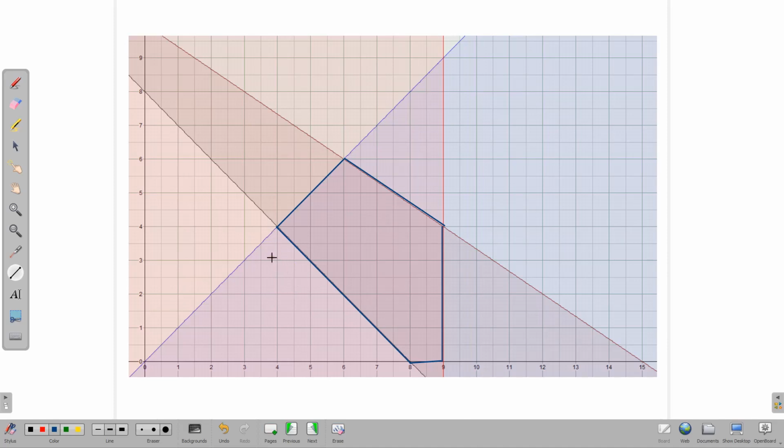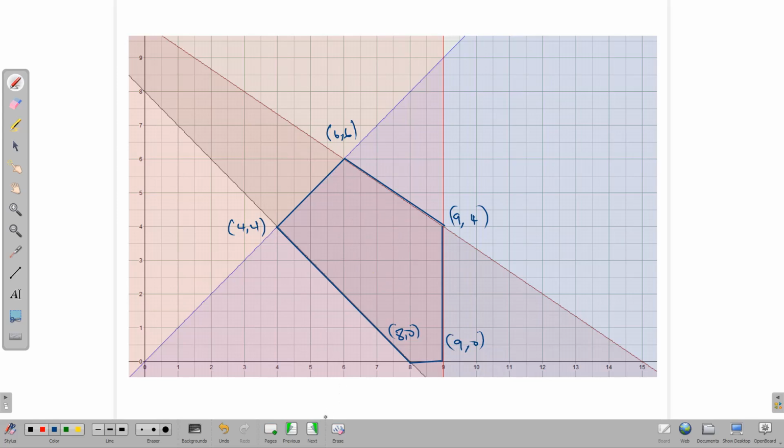So here we have one. This is 4, 4. That's one possible solution. Here we have 6, 6. That's another possible solution. 8, 0 here, 9, 0 here, and 9, 4 there. Those are all the possible solutions. Every point in this section is a solution, but these are the ones we're most interested in, because these are the ones that form the boundaries.